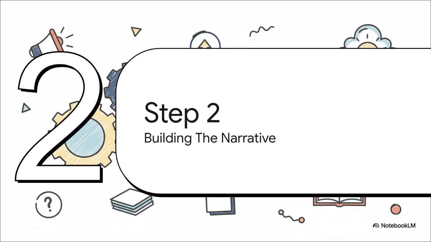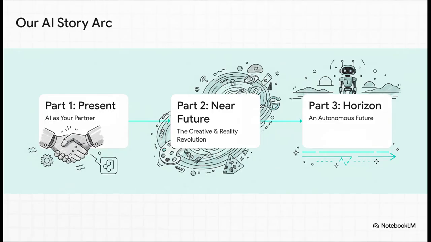Okay, so once you've got your themes, you can't just list them out. That's boring. Step 2 is where we become storytellers. We're building a narrative. This isn't about making stuff up. It's about putting your themes in an order that makes sense. A story that has a clear beginning, a middle, and an end. And for our AI story, you know what works great? A simple timeline. It's super intuitive.